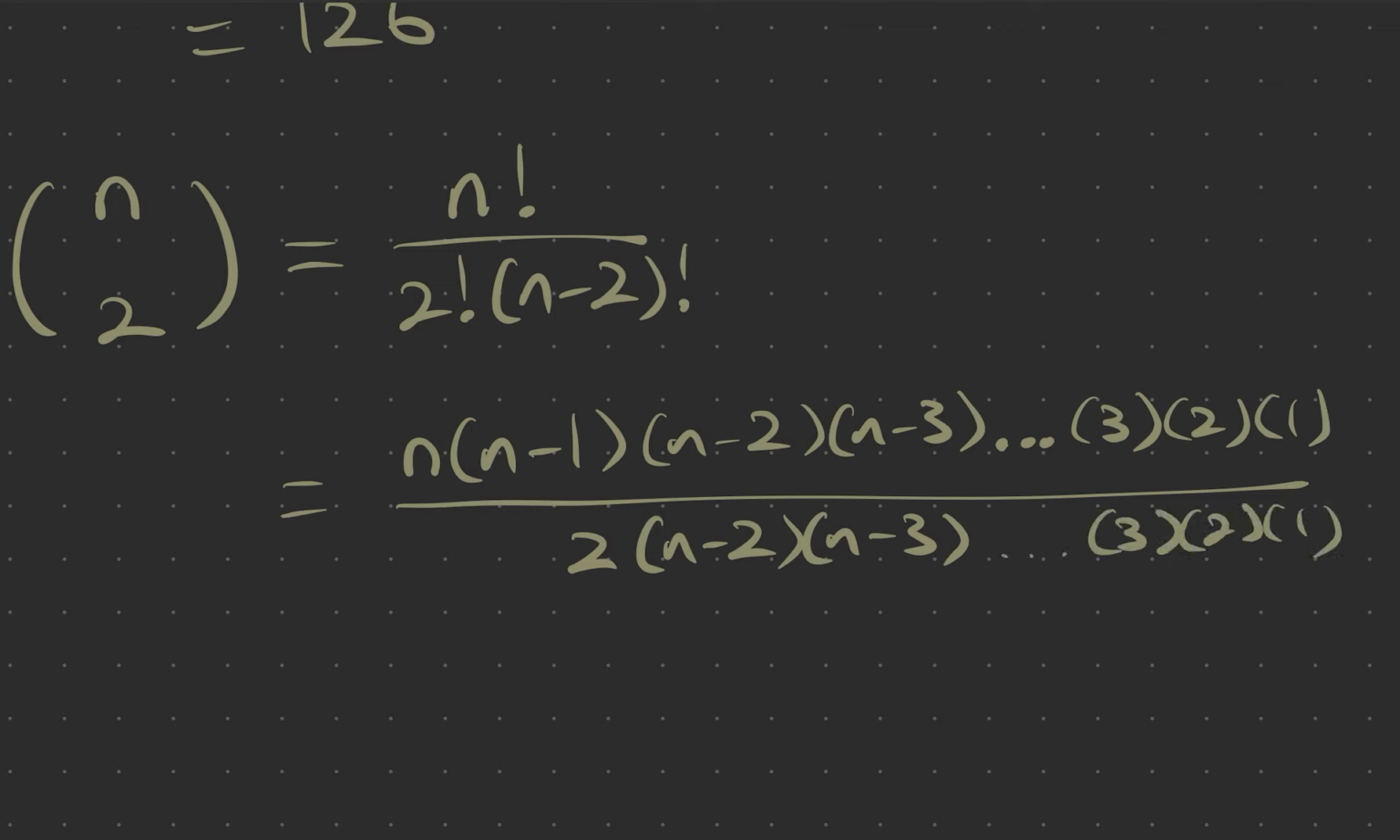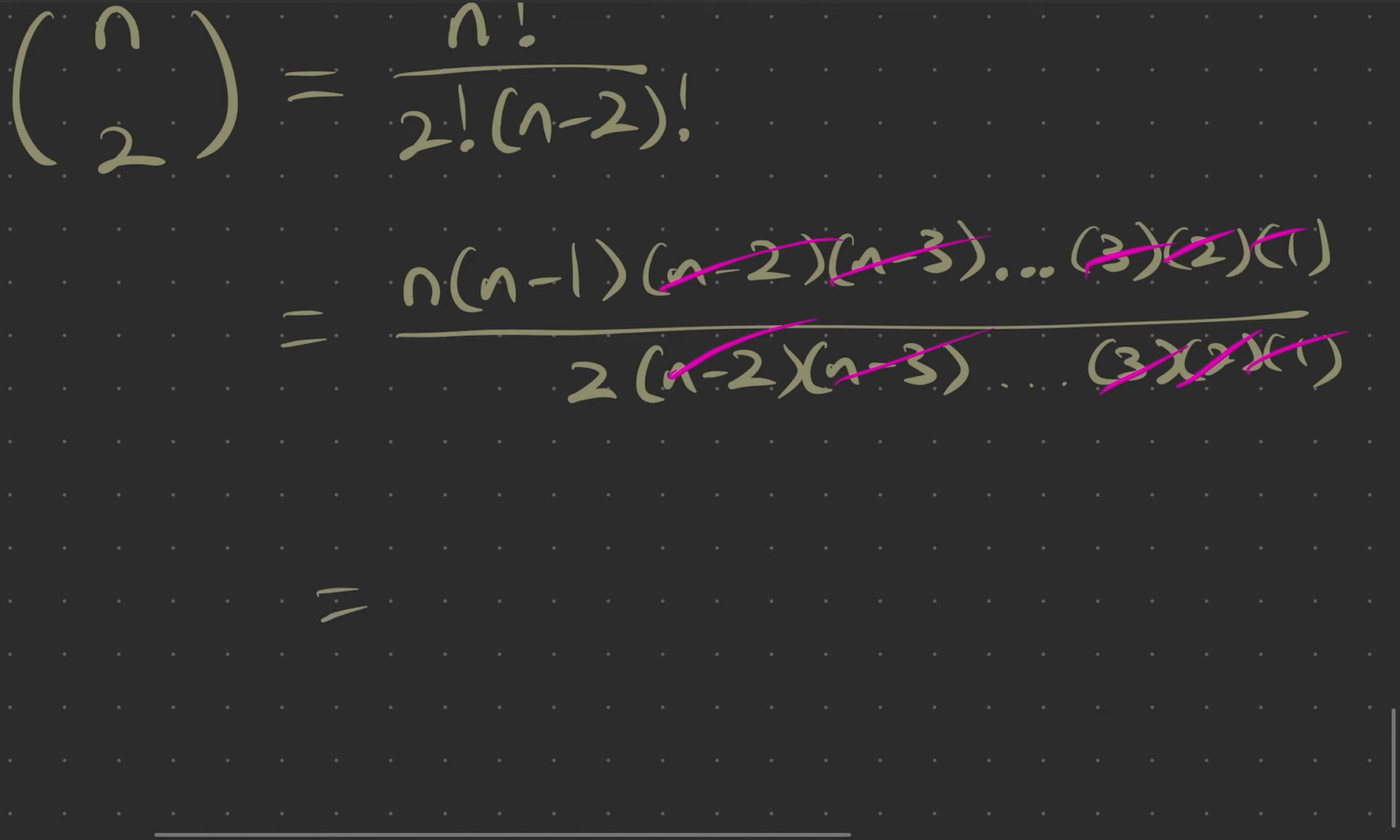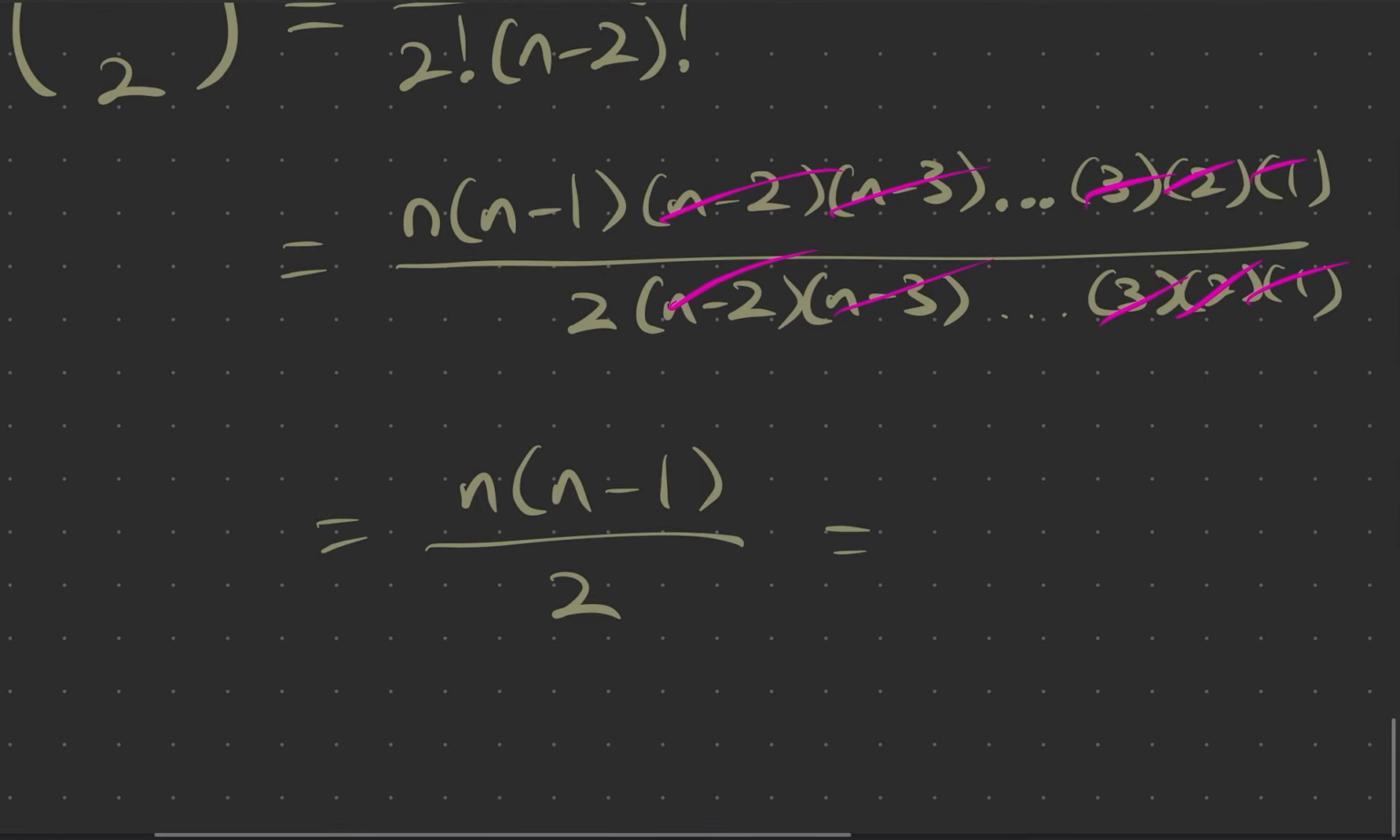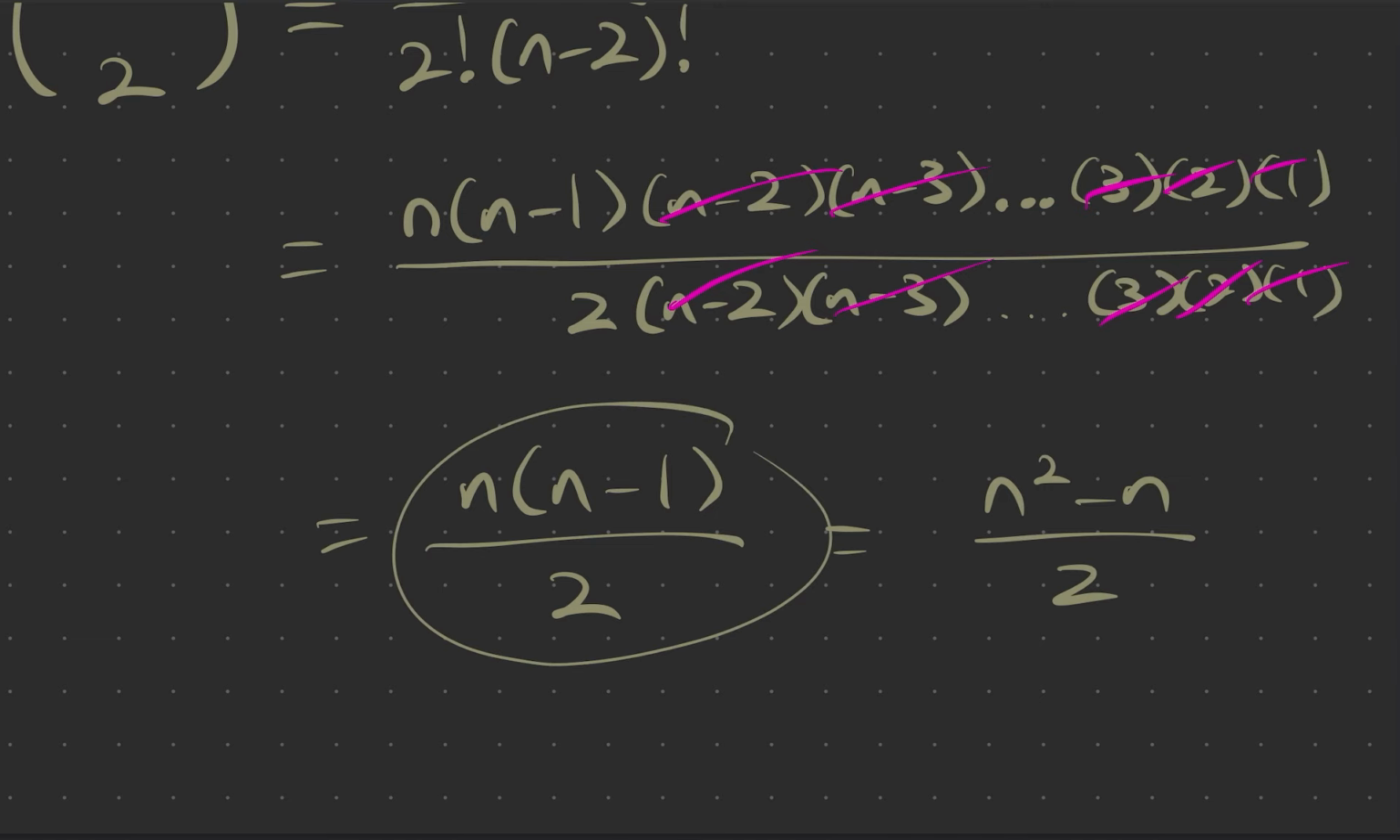So we just cancel out common terms. Okay, and we'll get n times n minus 1 over 2. So this is our answer. You can expand it if you want to, but I prefer to leave it like this.